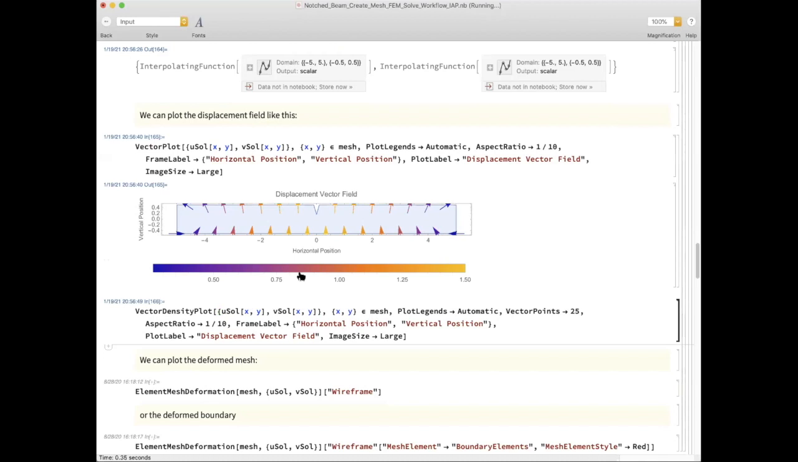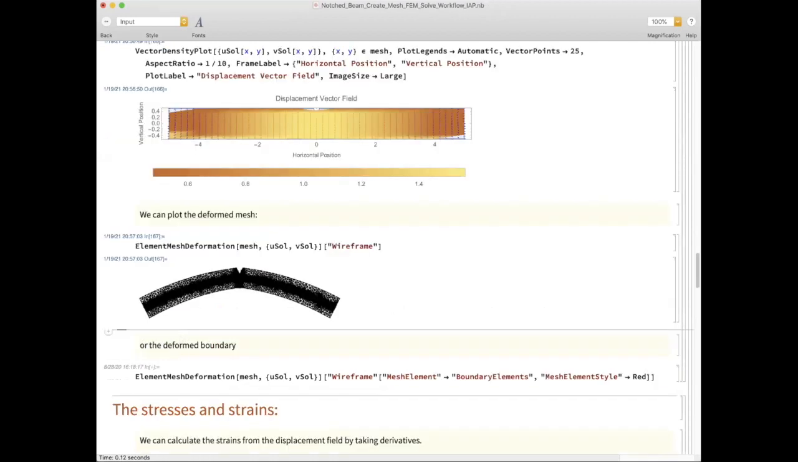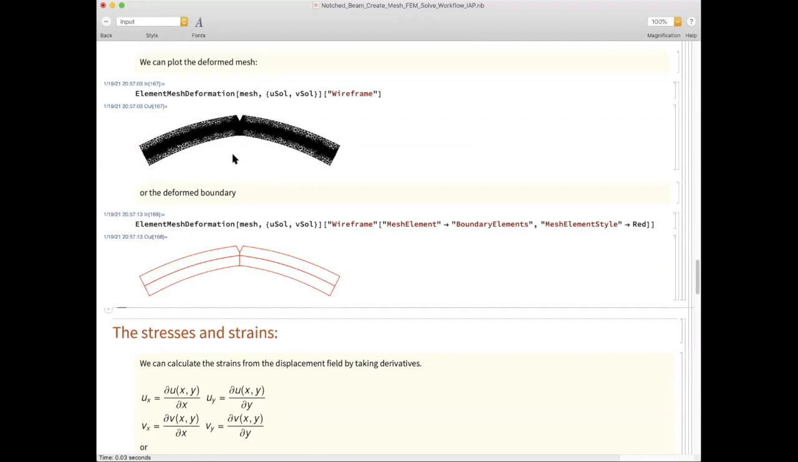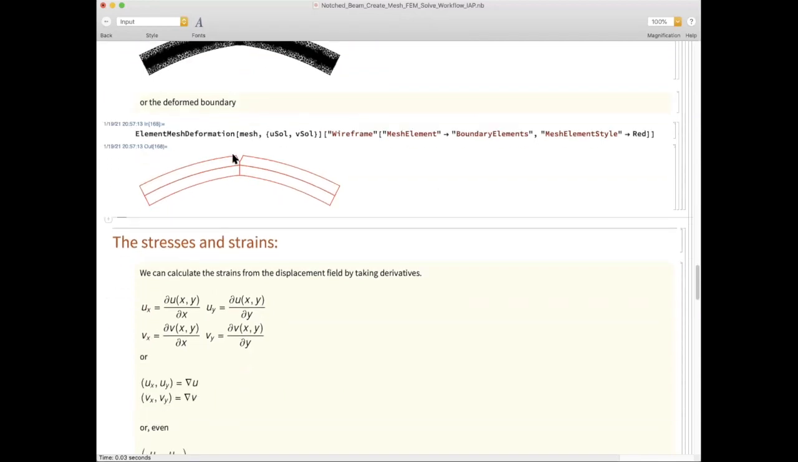We can plot the deformed mesh. What we see is the original mesh in the deformed state. So this is 30 degrees, this particular angle. Or I can plot just the deformed boundary and see how that looks, just to get a better sense of what's going on. Okay, let's go grab the stresses and strains.